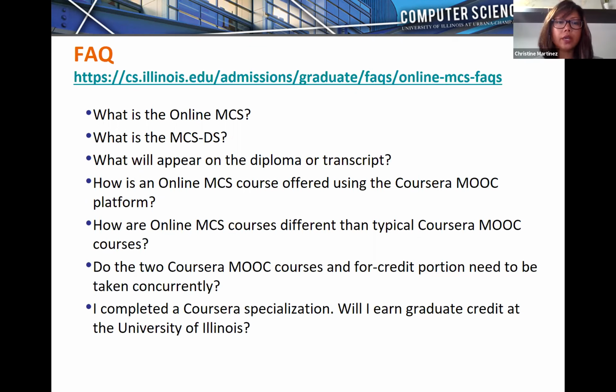Okay, next question. I completed a Coursera specialization. Will I earn graduate credit at the University of Illinois? Nope. The University of Illinois does not confer any degree credit, graduate credit or otherwise, for any general open to the public MOOC or completing a specialization. In fact, if you take the accelerated CS fundamentals MOOCs, that's designed to be similar to our CS 225 data structures class. You don't get credit for that.